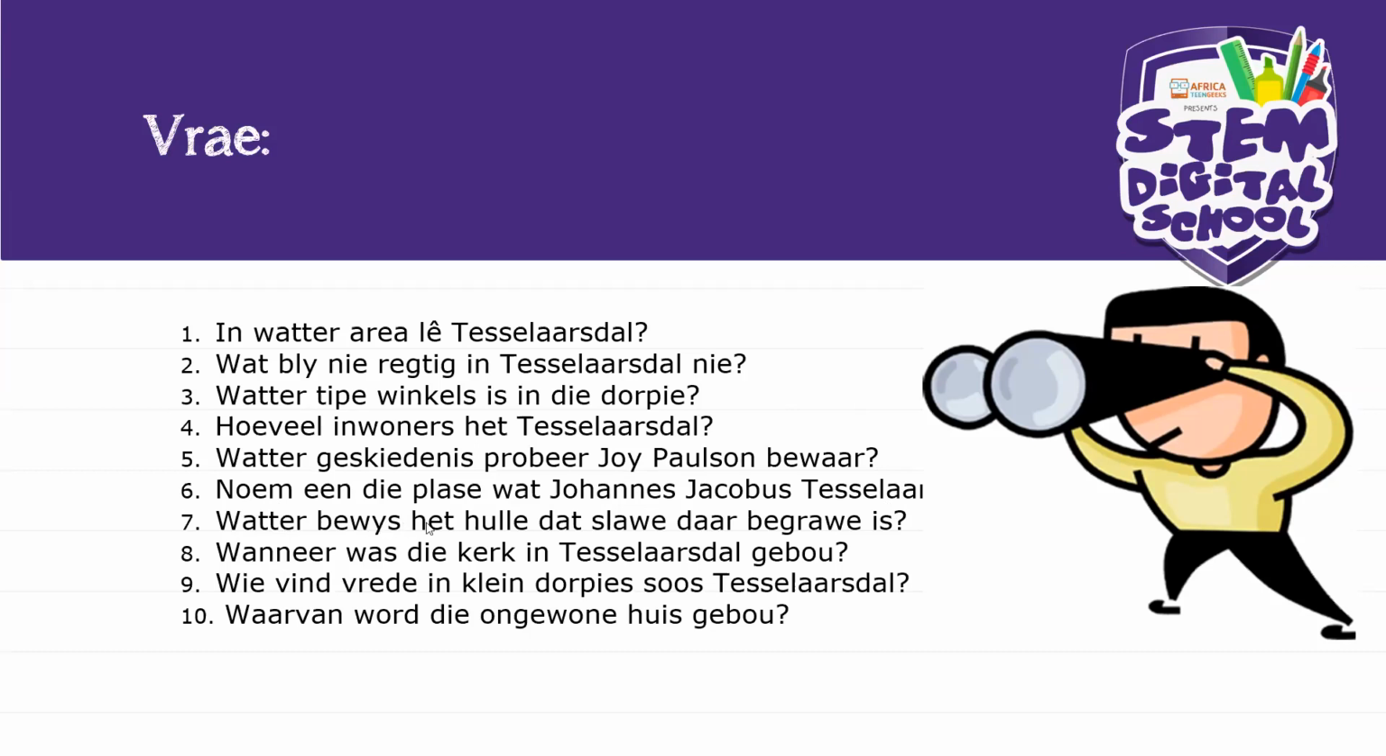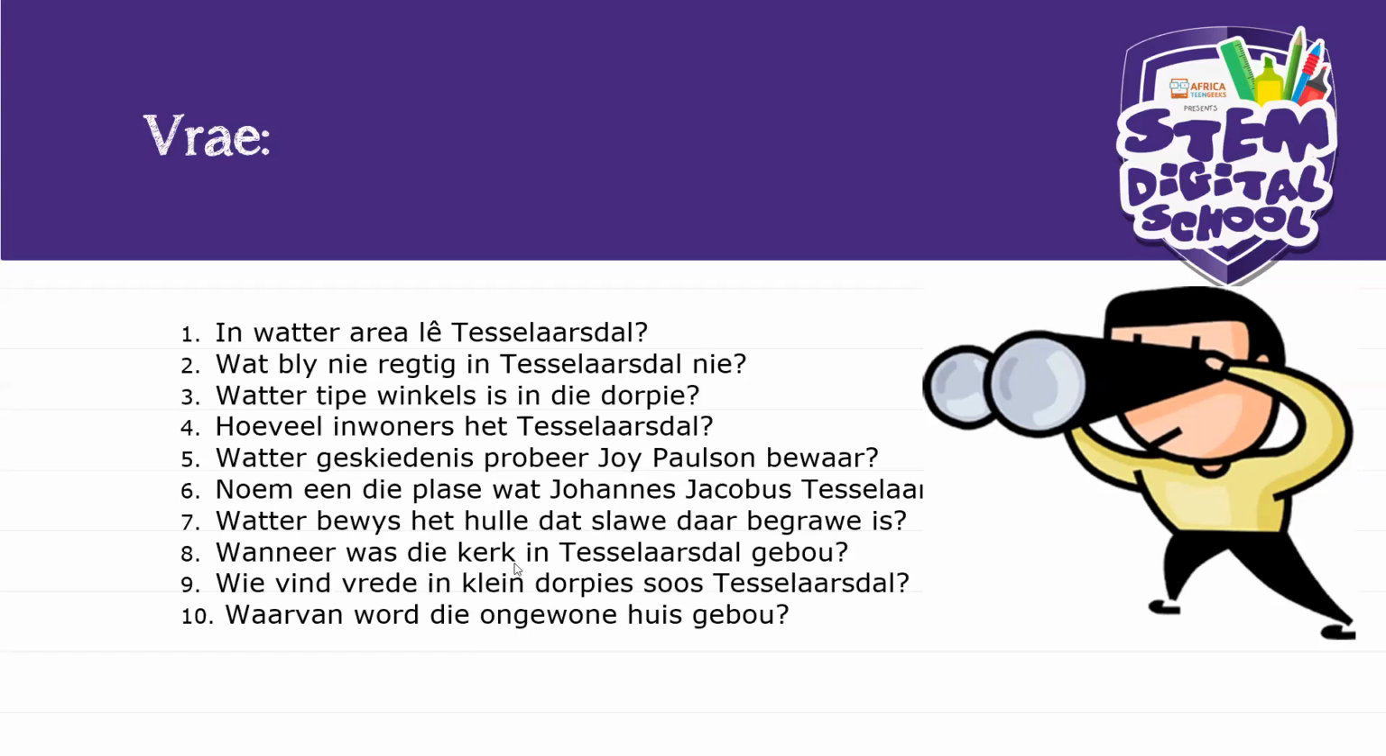7, watter bewys het hulle dat slawe daar begrawe is? So there's proof that there were slaves there in the past. Now you wouldn't have seen this. One of them is that she actually picked up a chain that they used back in those days to put on slaves. But you don't have to give that answer as such. There's something that you had to listen to.